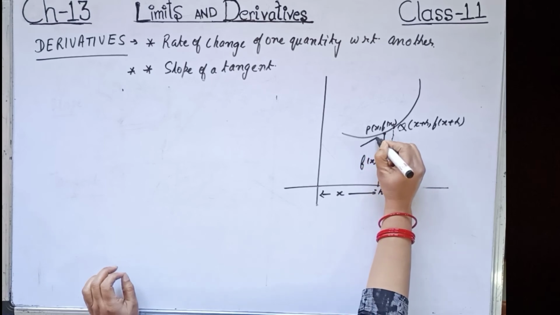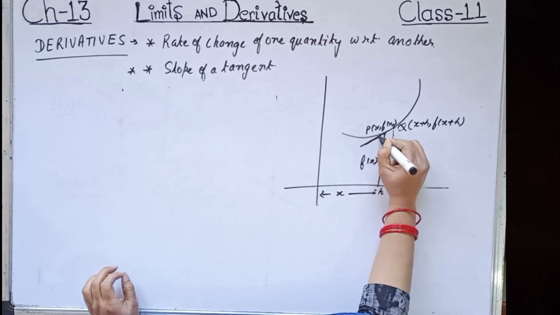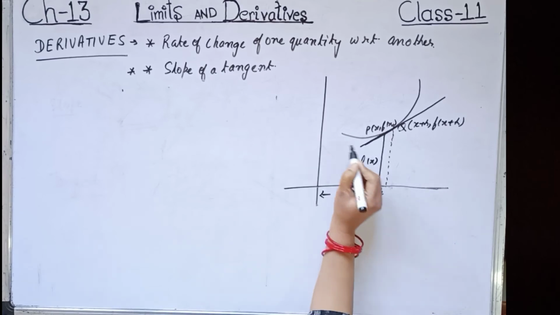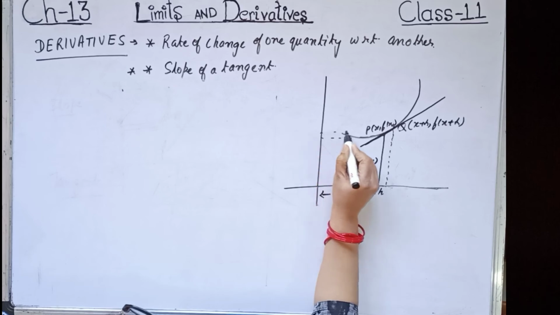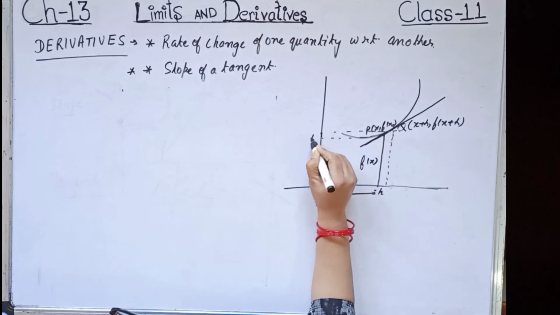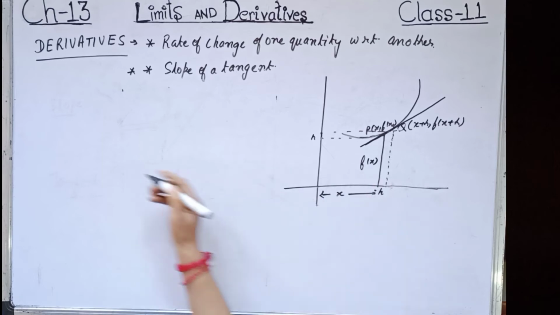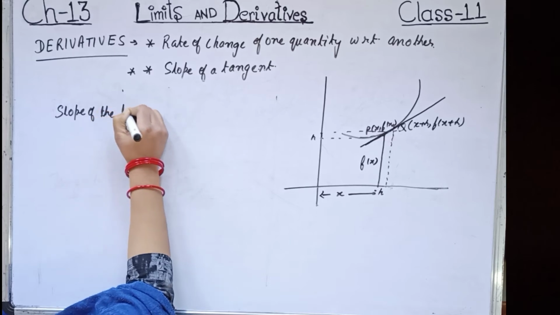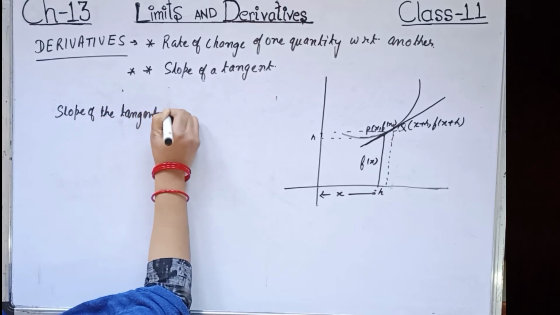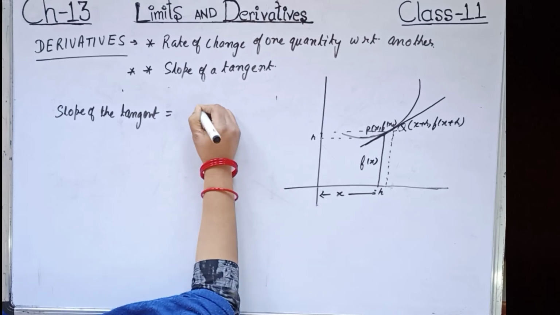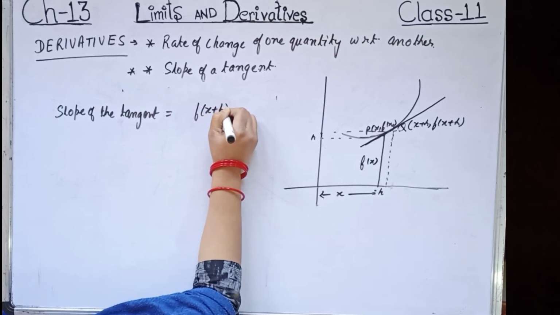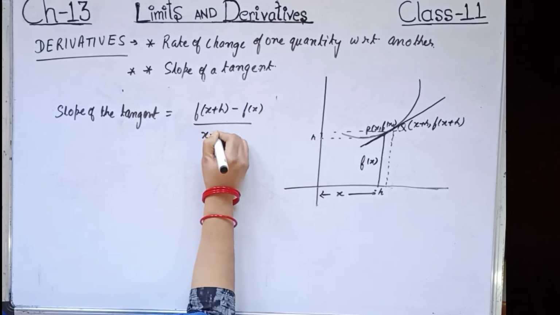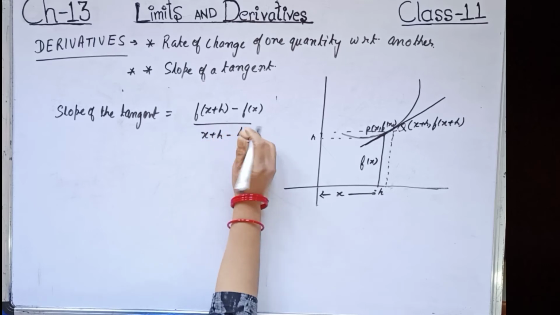So when we draw the tangent, it is almost the same, one tangent is coming for both the points. The distance along x here is h. So the slope of the tangent will be equal to the difference of the y coordinates, that is f(x plus h) minus f(x), divided by the difference of the x coordinates, x plus h minus x.